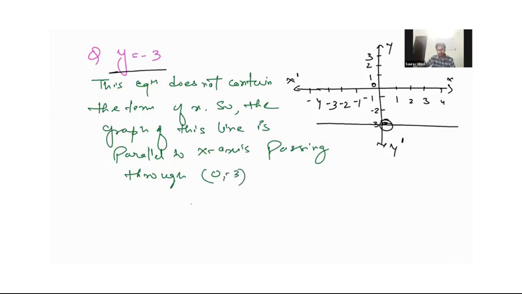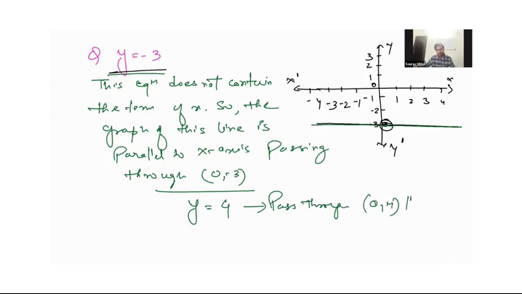Since it is passing through this point, 0 comma minus 3, on the negative side of the y-axis, we draw a line passing through it, and such a line is parallel to your x-axis. So this is the case when there is no x value. If you have an equation like y equals 4, then it will pass through the positive side and be parallel to the x-axis.